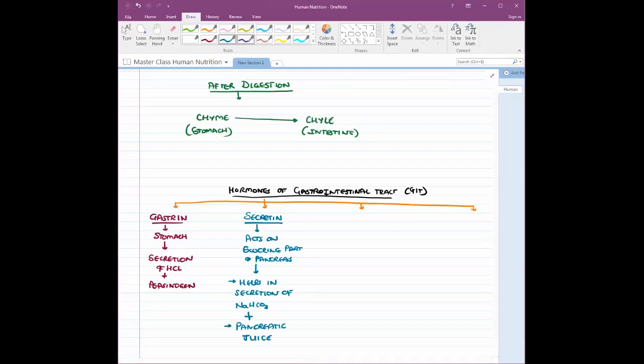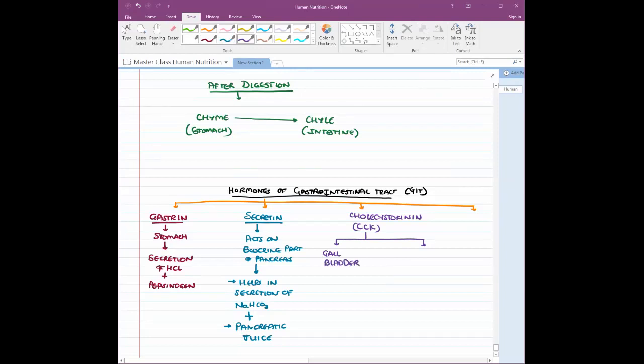Okay, third one, guys, we have cholecystokinin, or CCK. Now, what is this going to do, guys? This cholecystokinin is going to act on two things. One, it is going to act on the gallbladder.